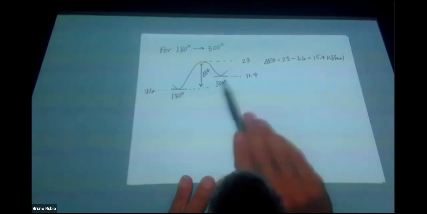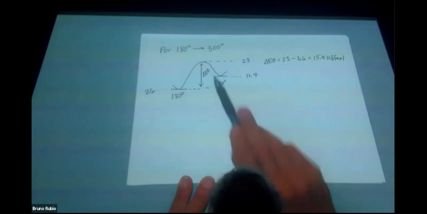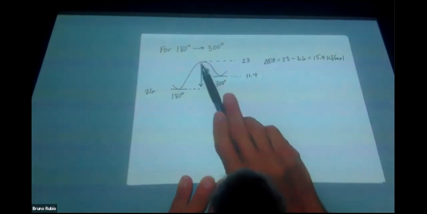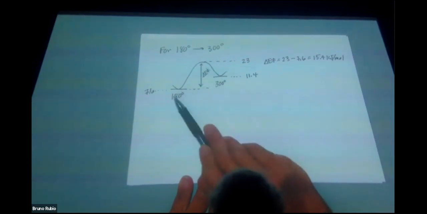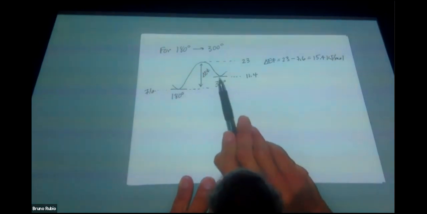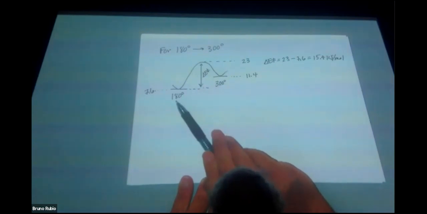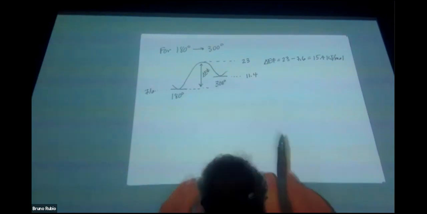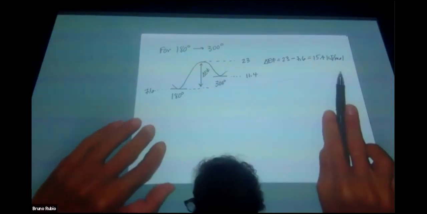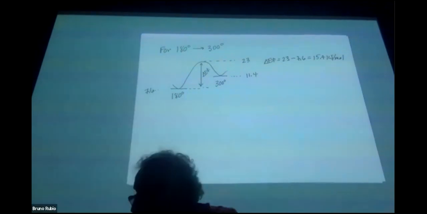It's the energy difference between the hill that the system has to climb over and the energy of the valley that the system started in. 23 minus 7.6. If we wanted to calculate the rate constant of going from 300 to 180, it would be different because the system is starting in a different valley.